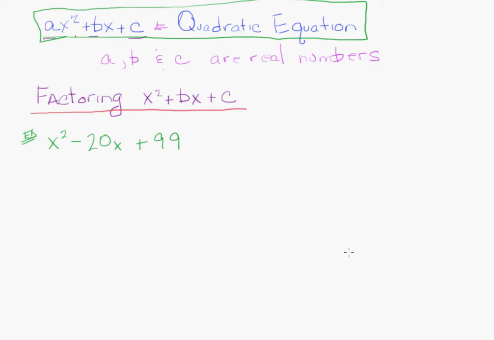So in the past week, we have studied quadratic equations. A quadratic equation is an equation in the form of ax squared plus bx plus c. In the form of ax squared plus bx plus c, the a, b, and c are real numbers, and the a and b especially we call coefficients, and the a value we call the leading coefficient.